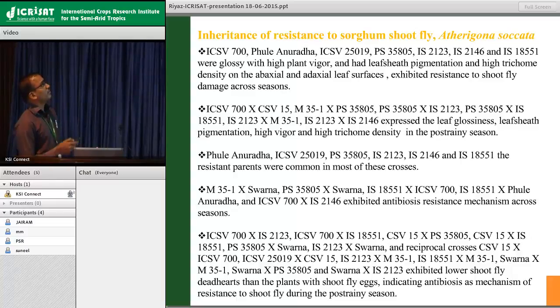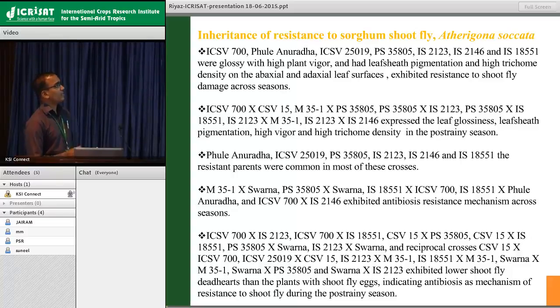And coming to here, these are the genotypes: 700, Phule Anuradha, 25019, 2123, 2146, and these are the genotypes with high glossy vigor, leaf sheath pigmentation, and high trichome density. And these are the marker traits that were reported in the previous slides for shoot fly resistance. These genotypes possess all those traits, whereas these are the crosses. They have high leaf glossiness, leaf sheath pigmentation, vigor, and high trichome density in the post-rainy season.